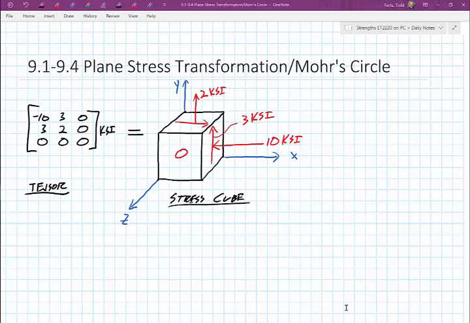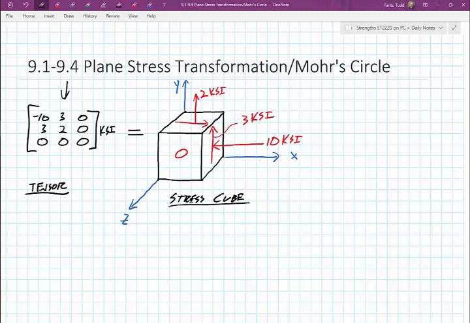Last session, what we were talking about is this idea of a stress tensor. And this is my stress tensor shown over here on the left, or an example of a stress tensor, where I have these 9 different cells representing stresses in 9 different directions. So in this case, we said there's a relationship between the stress tensor and the cube.